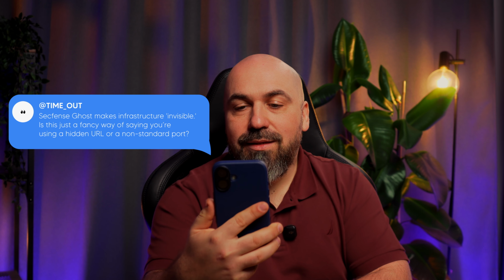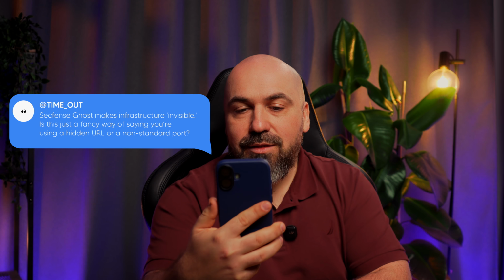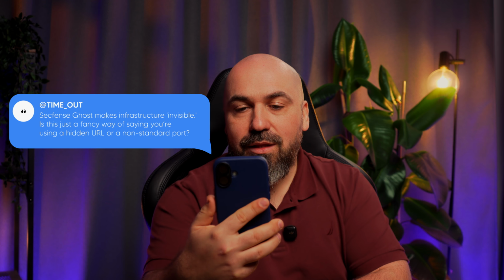Let's dive in. Secfense Ghost makes infrastructure invisible. Is it just a fancy way of saying you're using a hidden URL or a non-standard port? It's much deeper than security by obscurity. Obscurity is just hiding the key under the doormat, and Ghost is different. It hides the door along with the lock and the entire house.